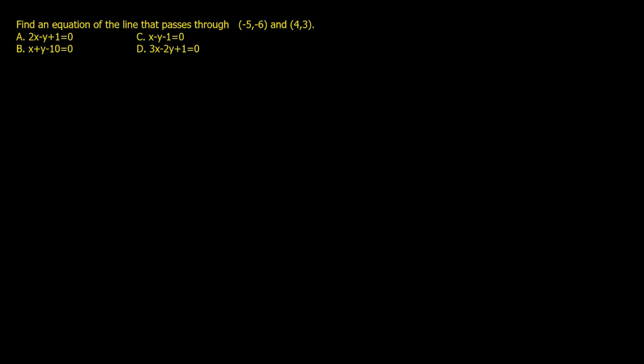We have here question number 1. Find the equation of the line that passes through negative 5, negative 6, and 4, 3. Okay, so method number 1, class, the first thing to do is direct substitution. We are looking for the equation of the line that passes through those points. So meaning to say, check which of the choices satisfies the given points.